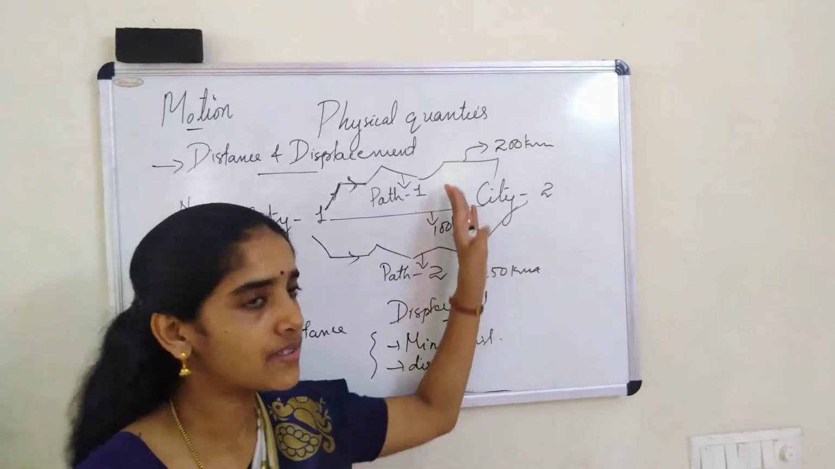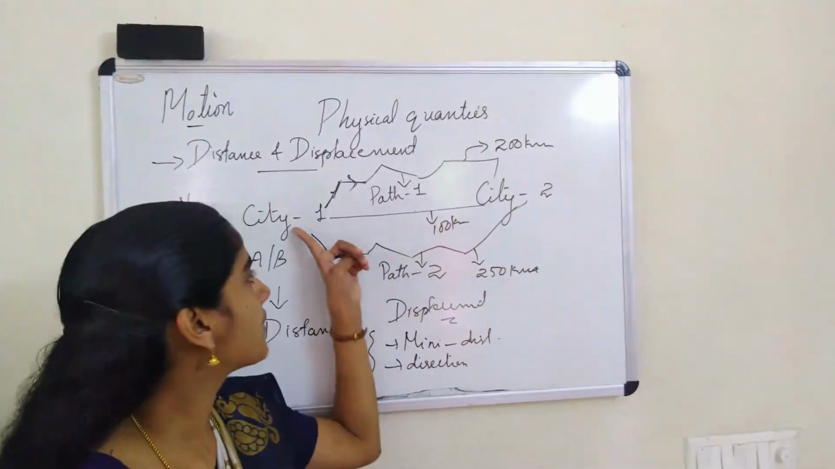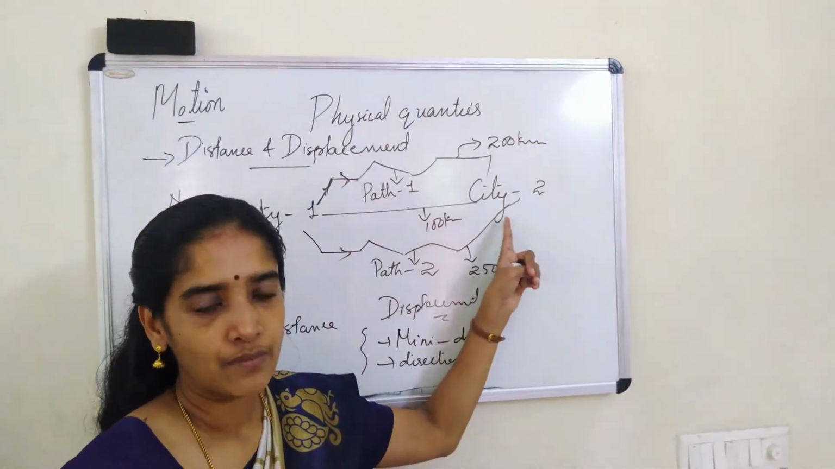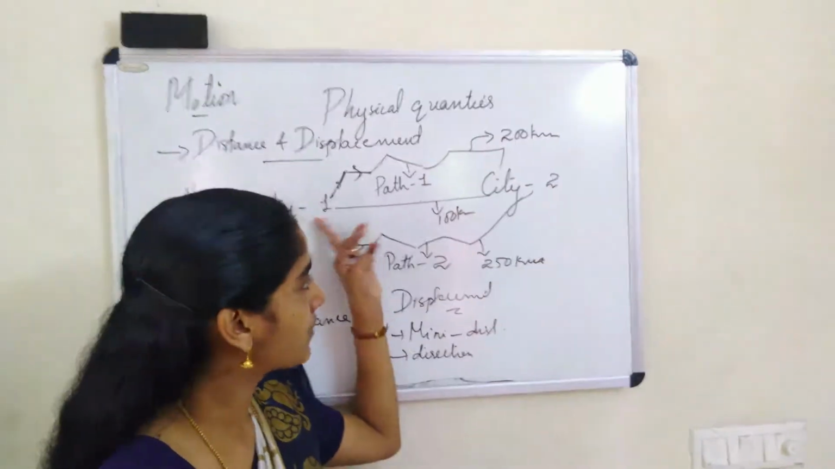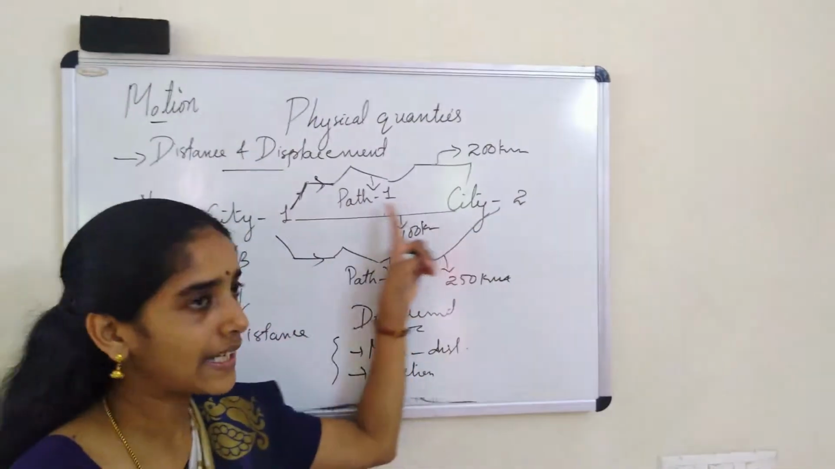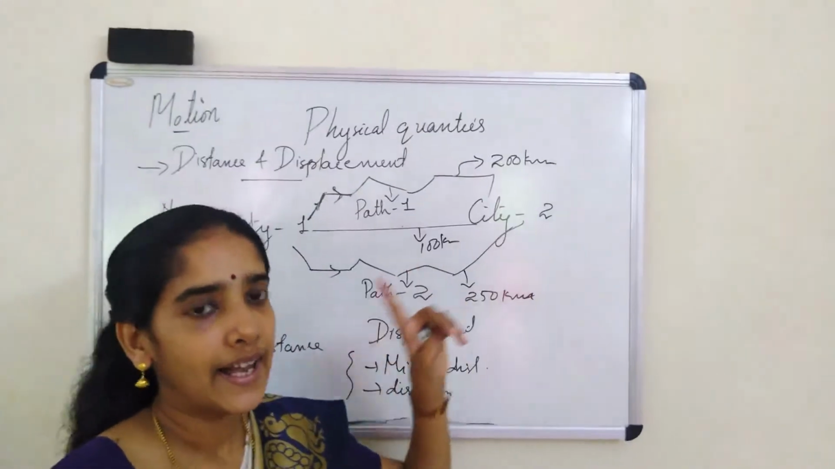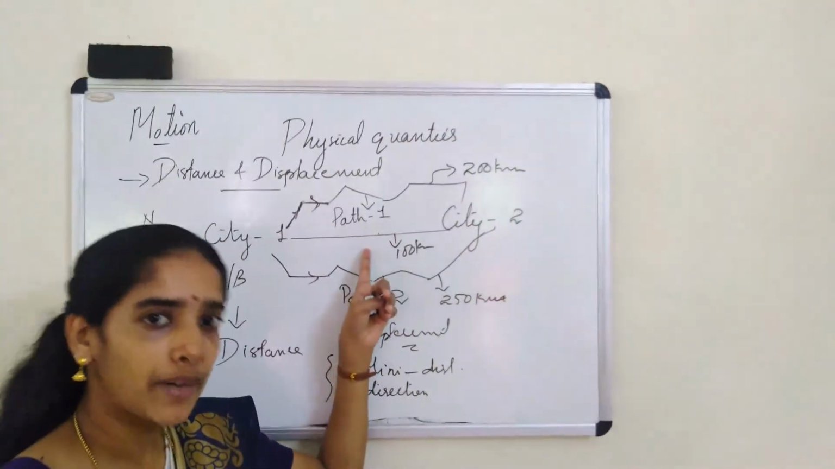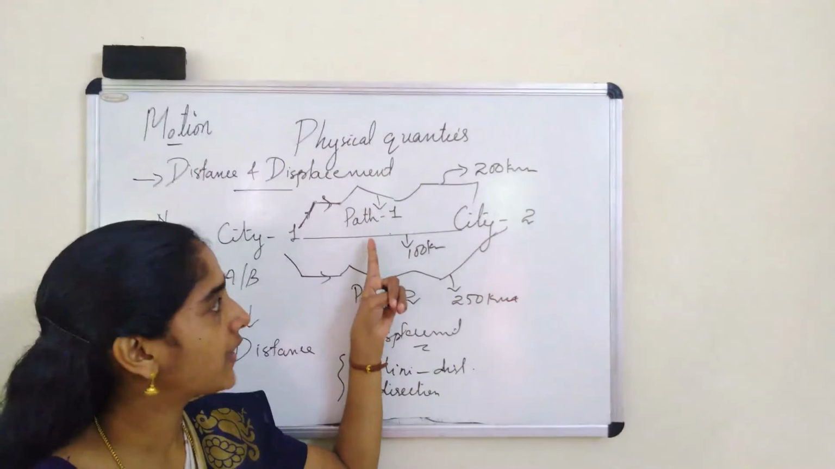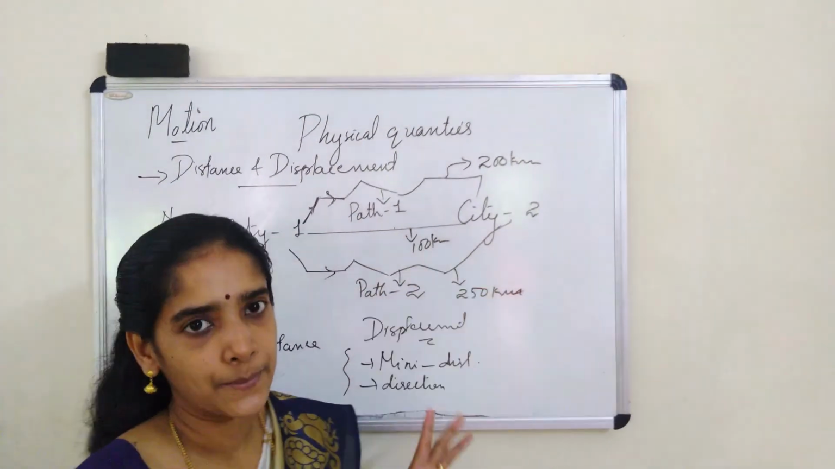Why in both the cases displacement is same? Because the starting and end points are same. For getting displacement, identify the starting and end point, draw a straight line from starting to end point, and then direction will be given by that straight line such that direction will be towards the final point. Okay.